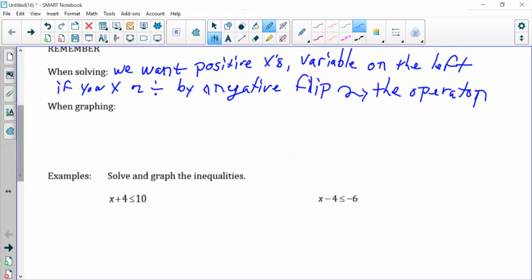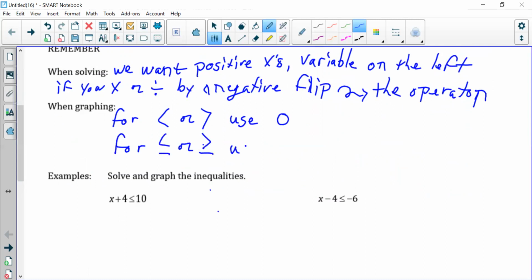Things to remember when graphing. For less than or greater than, use an empty circle. For less than or equal to, or greater than or equal to, use a filled in circle, a filled in dot.